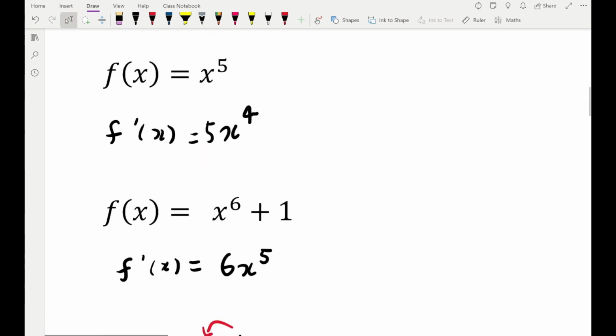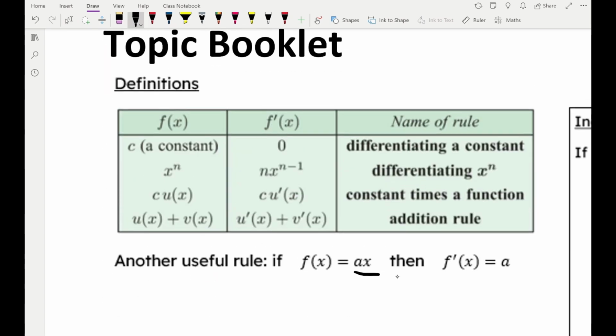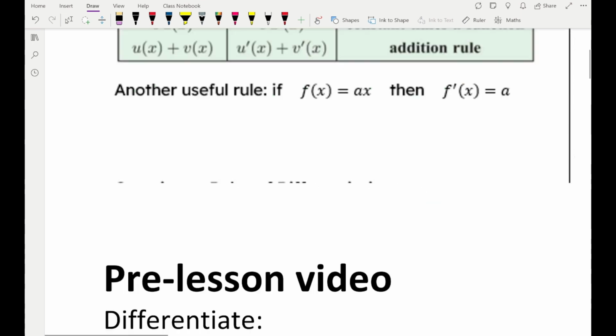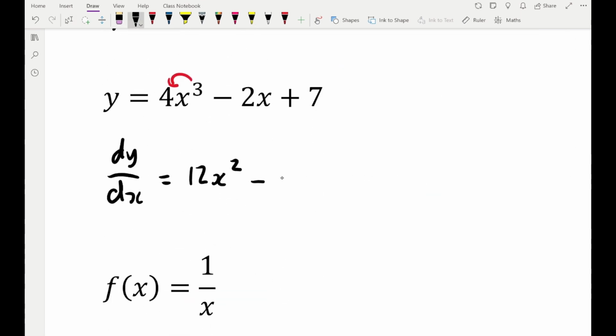Now, this term here, 2x. If you ever have something like that, where it's a number with x, then the x just goes away and you're left with that number. So let's do that. Take 2, and the plus 7 will just go away.